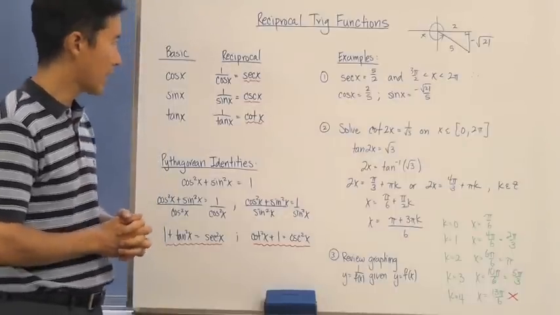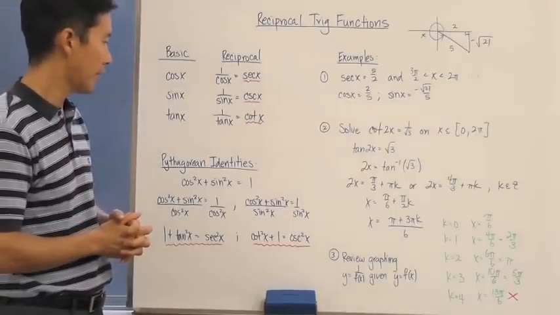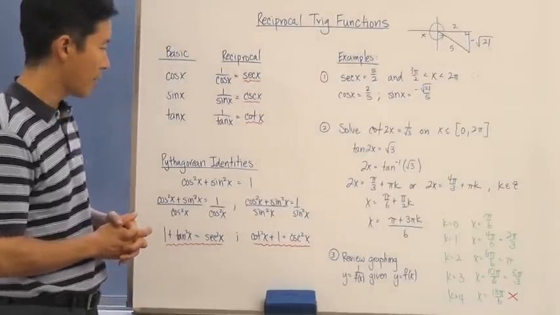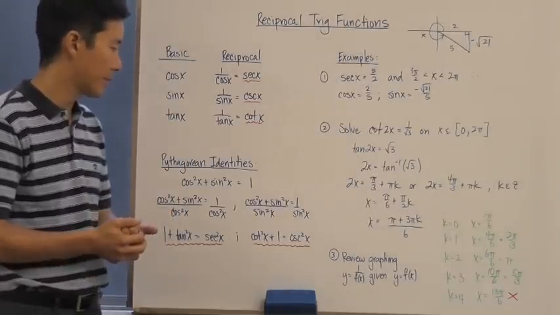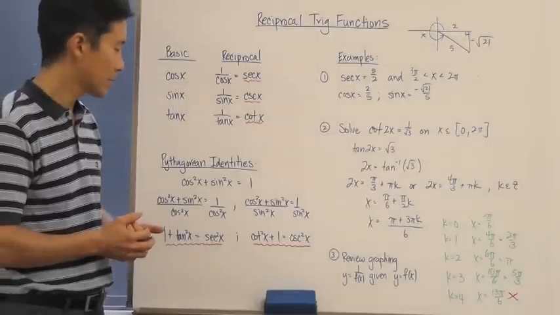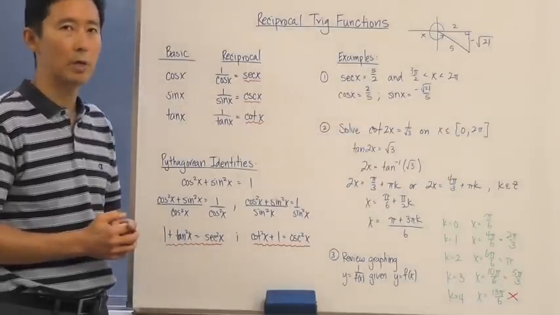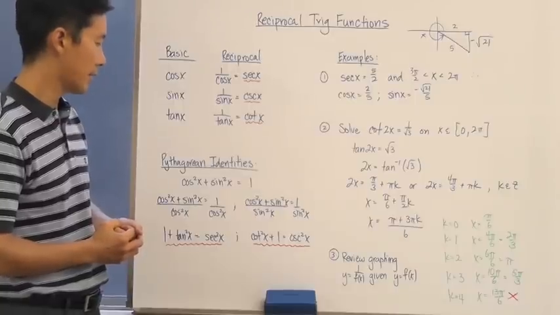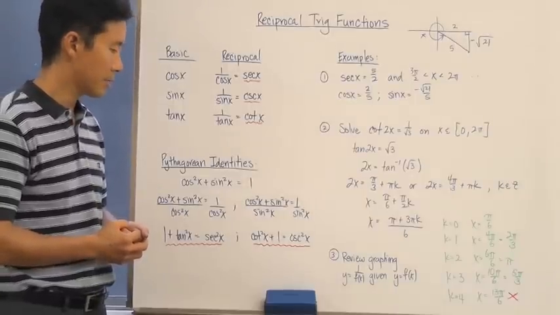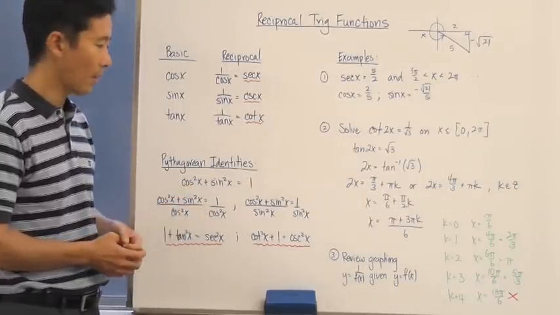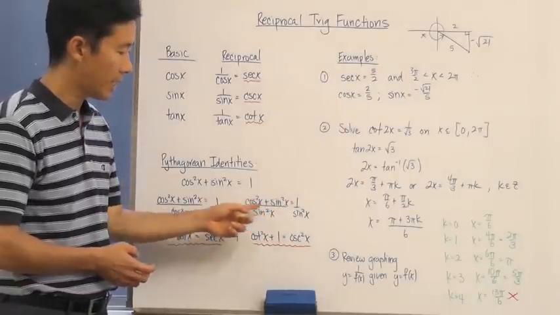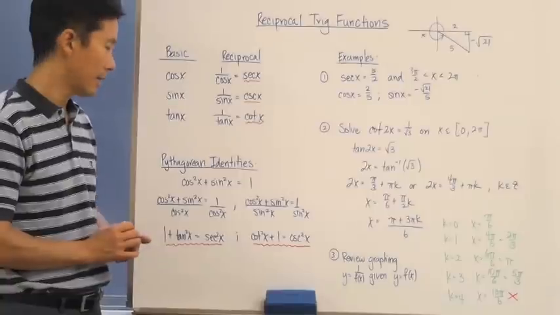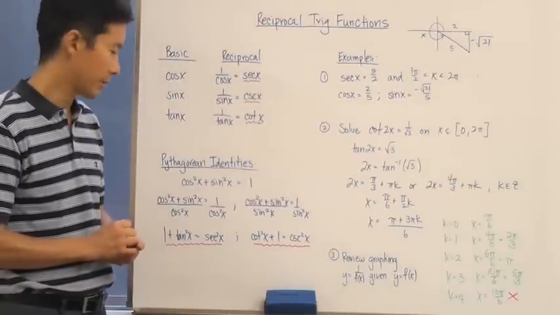Now, one application of the reciprocal trig functions is what we can do with some of the identities that we have. And the primary identity that we have is the Pythagorean identity, which is cosine squared x plus sine squared x equals 1. Now, if we divide both sides of that equation by either cosine squared x like we've done here, or by sine squared x like we've done here, we come out with another Pythagorean identity that is based upon the reciprocal trig functions.